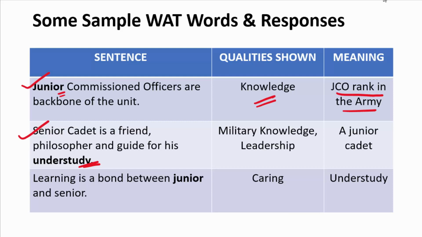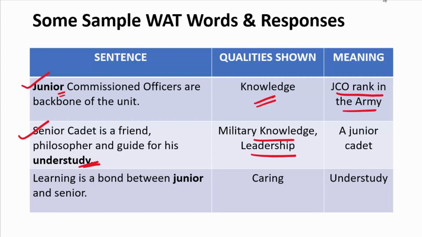Now, you can see here that the word junior is not used in this sentence, but instead its meaning, that is its synonym, understudy, is used. Therefore, you can also construct a sentence using its synonym or meaning. And in this sentence, the sentence shows the quality of military knowledge as well as leadership quality, one of the OLQs.